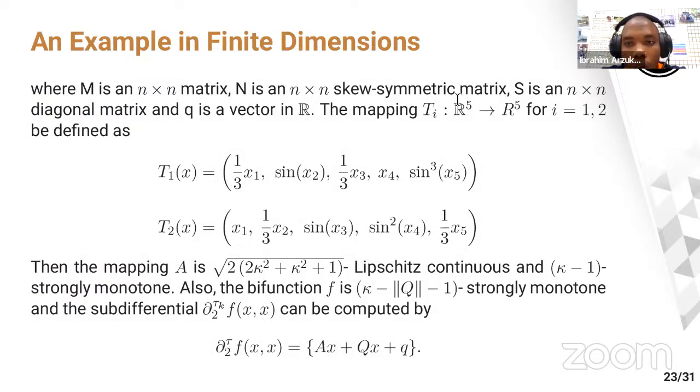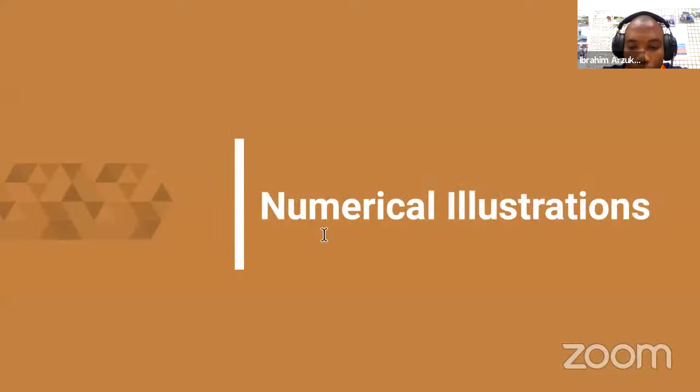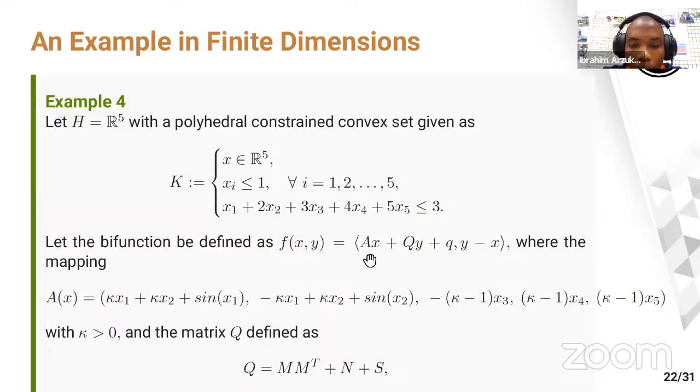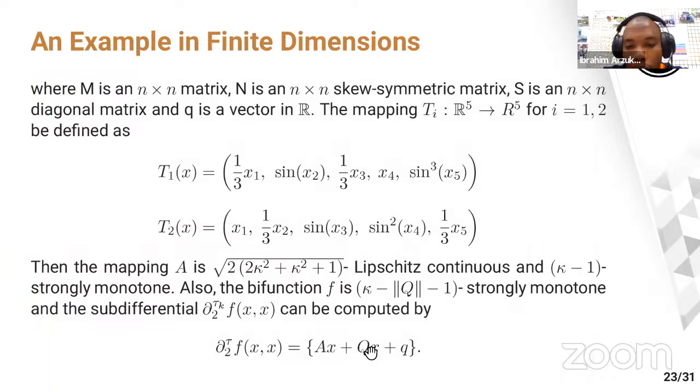N is Q symmetric, S is an N by N diagonal matrix, and Q is just a vector in Rn. With the mappings, here we consider only two, T1 and T2, which are contractive mappings. You can see that the function f is easy to see as a kappa minus number of Q minus 1 strongly monotone. From the definition of the bifunction, the subdifferential is nothing but AX plus QX plus Q, so we can compute the subdifferential at any point.